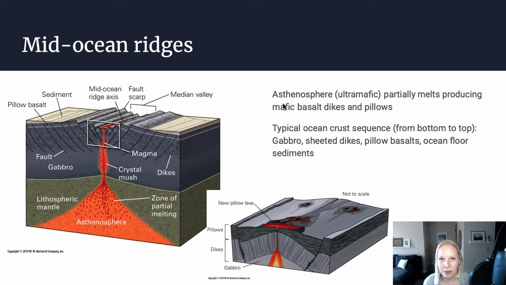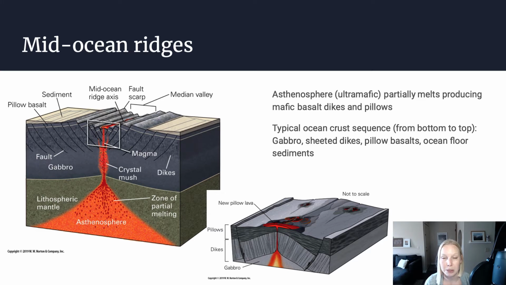The asthenosphere, which has overall an ultramafic composition, what happens is it partially melts. As it rises, part of it is going to begin to melt, and that partial melting is going to cause it to change composition over time because not all of it is melting at once. So it goes from being ultramafic in composition to mafic in composition. And what ends up erupting at the bottom of the floor is basalt.